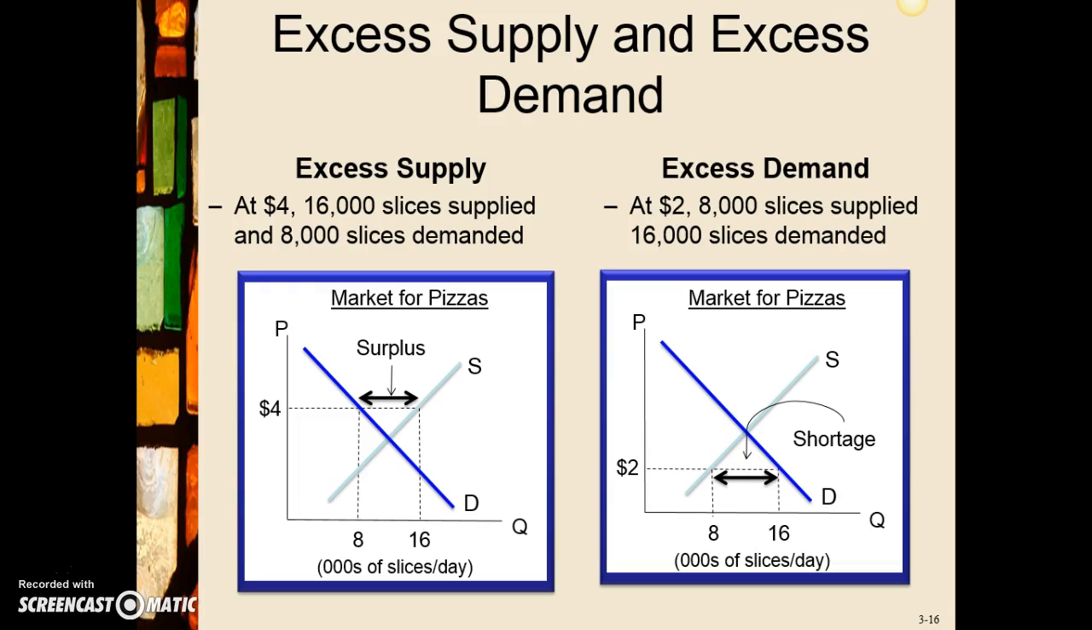And so we'd have a shortage if the price is below. Sellers will want to bring their price up. We have a surplus if the price is above equilibrium, and sellers will have an incentive to bring their price down. Okay.